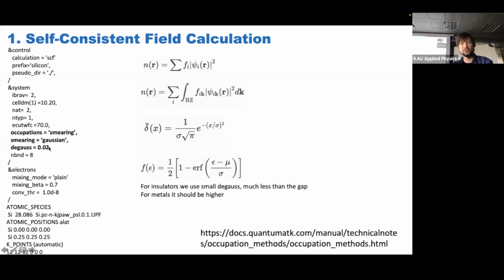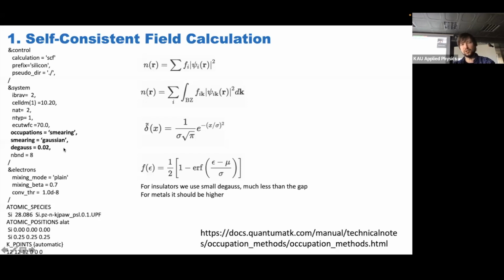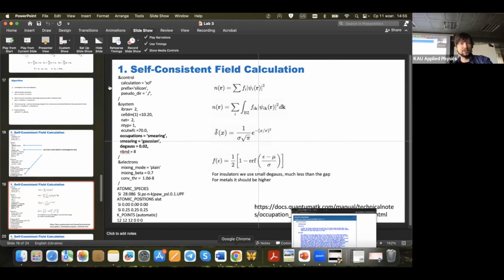So for insulators, it should be rather small. For metals, it can be higher. For metals, we can choose 0.2, 0.5, 0.4, and even more, because we don't know exactly what happens in the metal. But for insulators or semiconductors, we more or less know it. So that is what the Gauss is about, and what occupations are about.